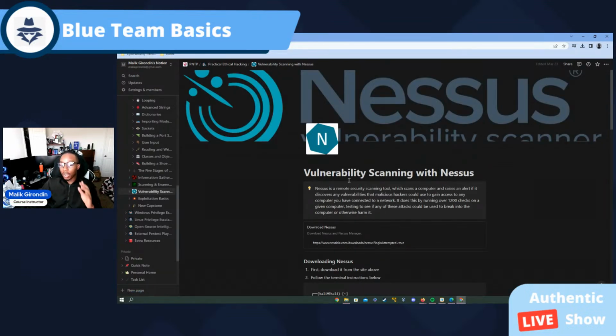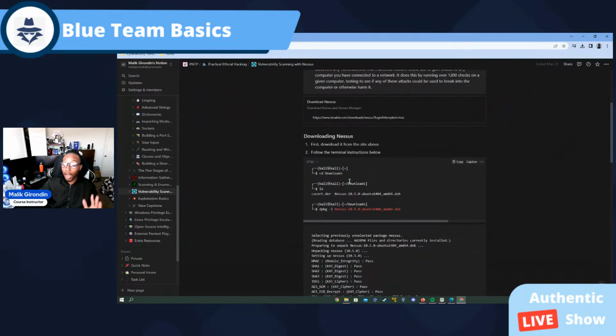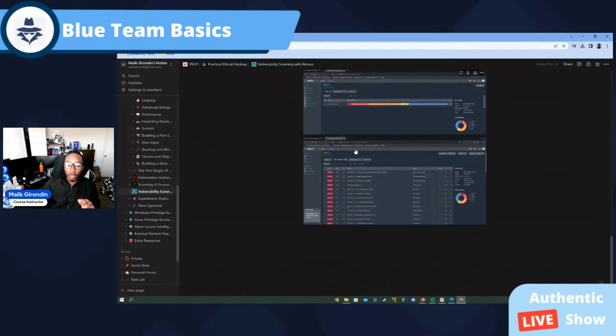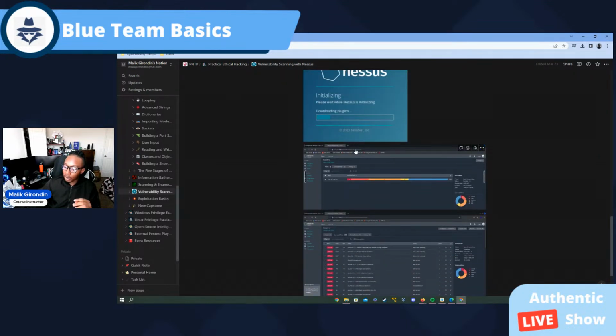Nessus is an amazing tool. You can do a lot of stuff with it. The GUI, look at this GUI. Look how beautiful this is. I use this against clients currently in my employment.